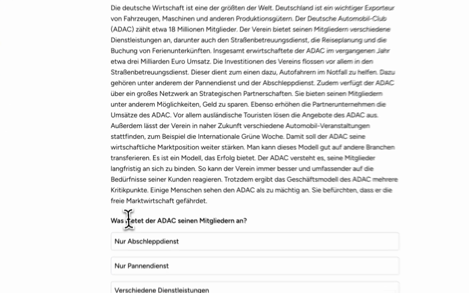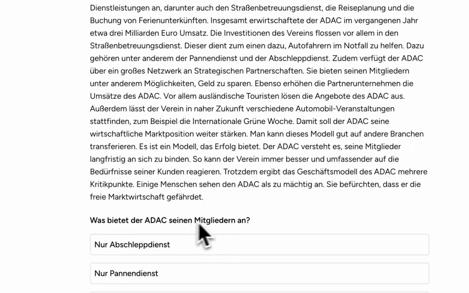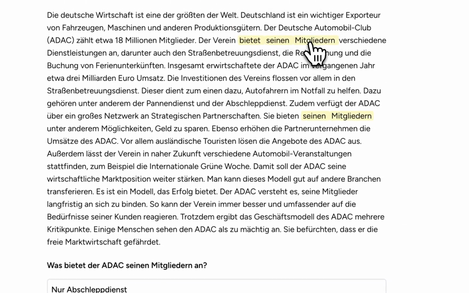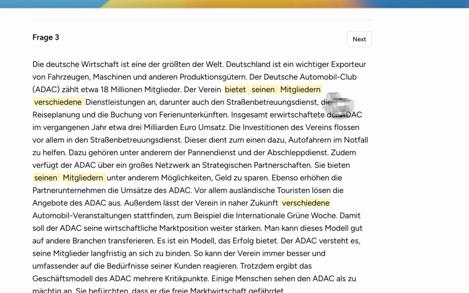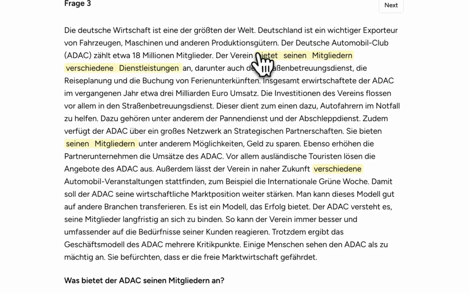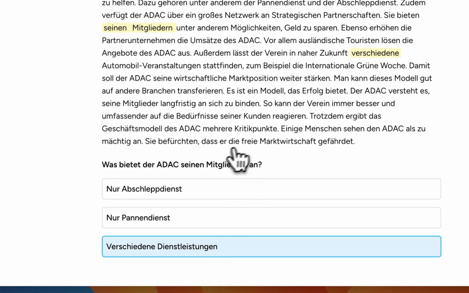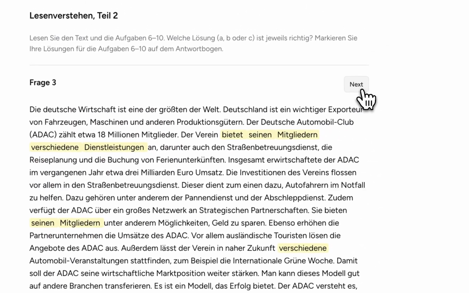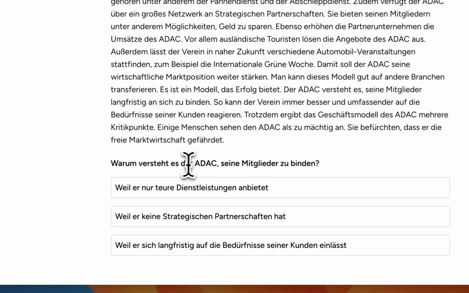We are looking for the word bietet, right? So here we can also see bietet seiner Mitglieder. So we already have this word, bietet seiner Mitglieder. And then we can say verschiedene Dienstleistung. So this whole sentence is just like this. So we can already see that it is relatively easy to pick. Next question. Warum versteht es der ADAC sein Mitglied zu binden?